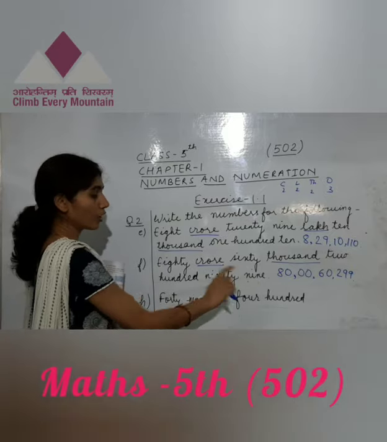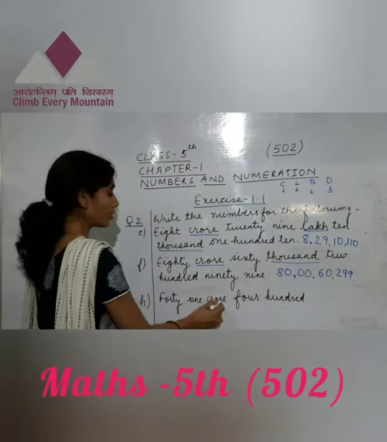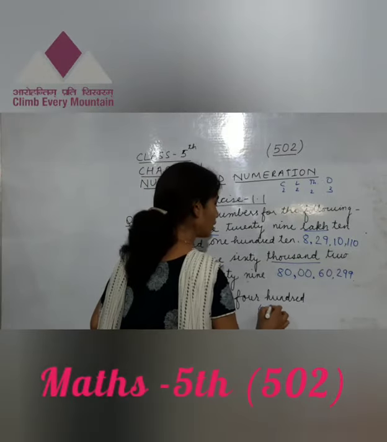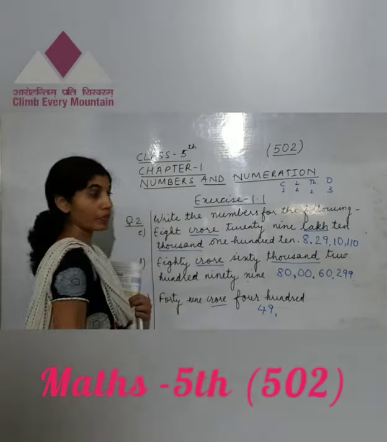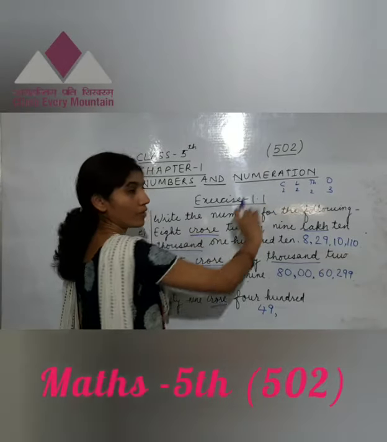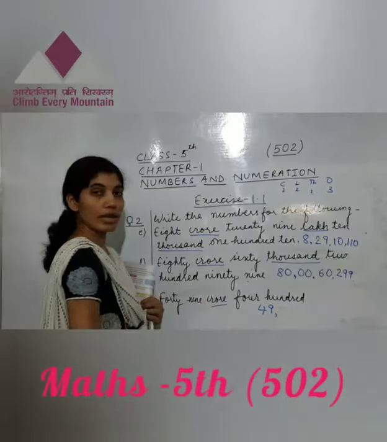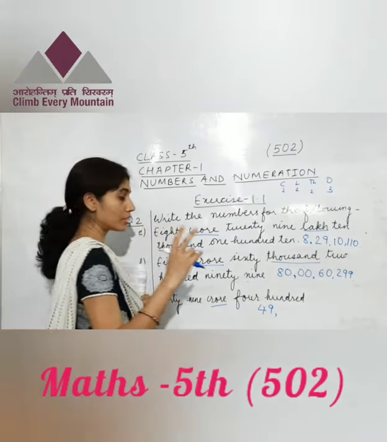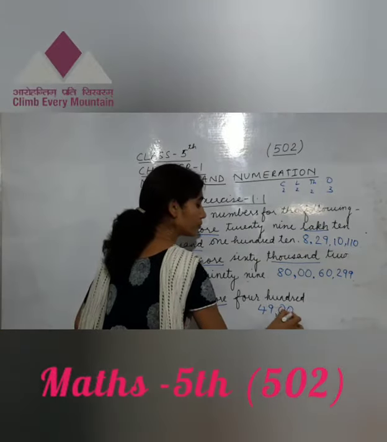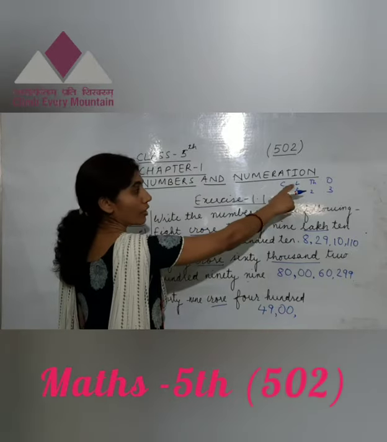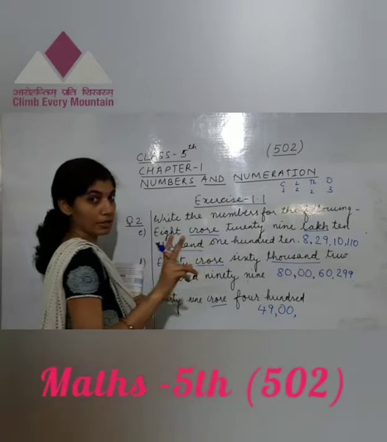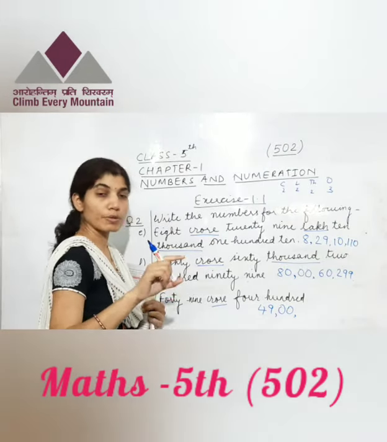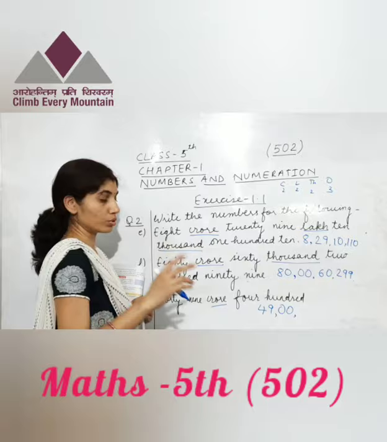Okay. Now see H1. 49 crore 400. Okay. Crores period we have 49, so I am writing here 49. Crores period is over. After crores period we should have lakhs period. But here also lakhs period is not given. So we will put 2 zeros. 2 places are there, so 2 zeros should come. Okay. After lakhs period we should have thousands period. Thousands period is also not given here.